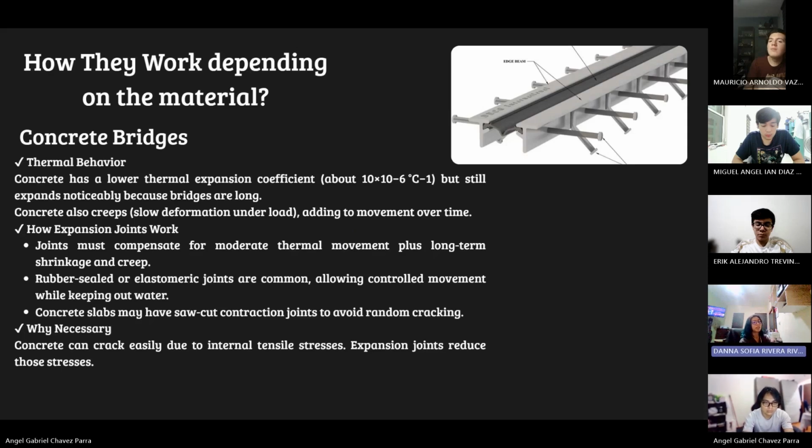How expansion joints work. Joints accommodate moderate thermal movement, plus long-term shrinkage and creep. Double sealed or elastomeric joints are common, allowing controlled movement while keeping out water. Concrete slabs may have saw-cut contraction joints to avoid random cracking. While necessary, concrete can crack easily due to internal tensile stresses. Expansion joints reduce those stresses.